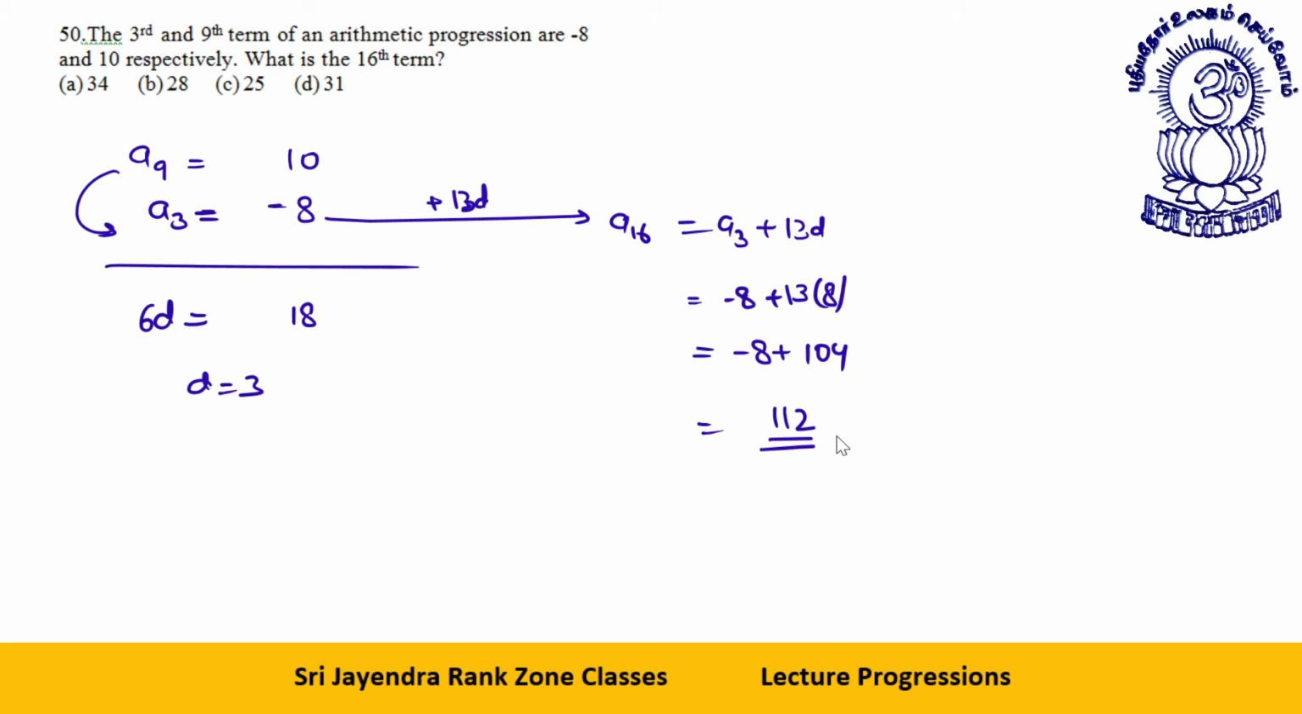Am I making some mistake? Just give me a small second. You are being given, what is the 16th term? D is equal to 3. I'm sorry. Okay, dear students, D is equal to 3. 13 into 3 is 39. The answer is 31. Option number D is the answer.